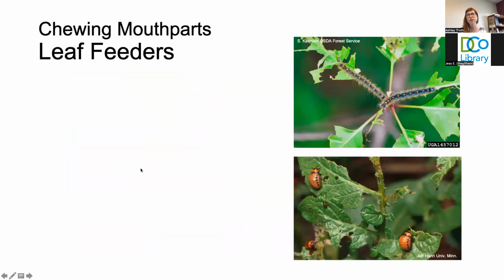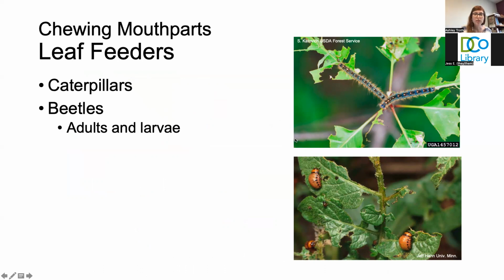So for chewing mouth parts, you might see damage from leaf feeders, right? These are our caterpillars, right? These are the guys that are going to go along and just go to absolute town on your plants. And you will see, right, literal chewing damage, right? Like it looks like someone took a little bite out.